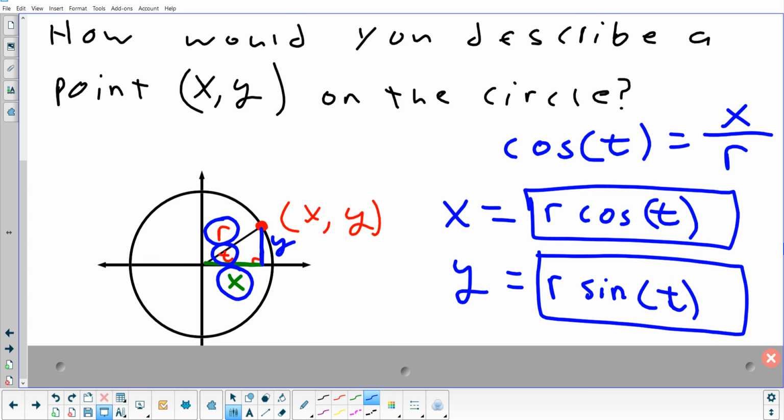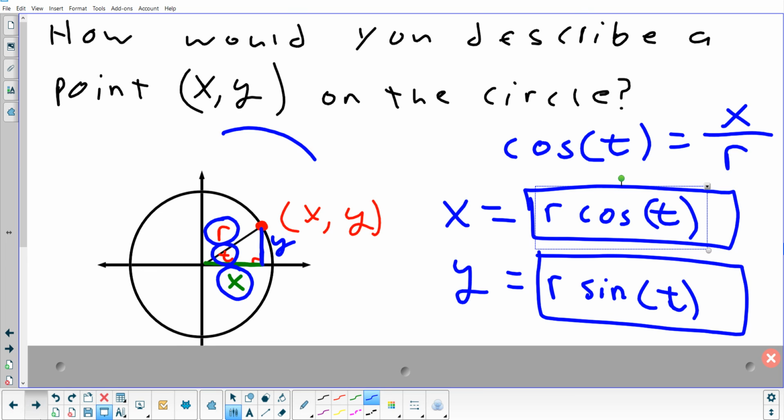So R is the size of the circle, and T is the angle in the triangle. Now, they'll tell you the size of the circle. What they won't tell you is the angle, because that's the parameter. It's up to you to figure out what the parameter should go from. What's the T min? What's the T max? You'll have to think about it because we're drawing a circle. If you don't go far enough, you might get a picture that looks like this. You want to get a full circle.